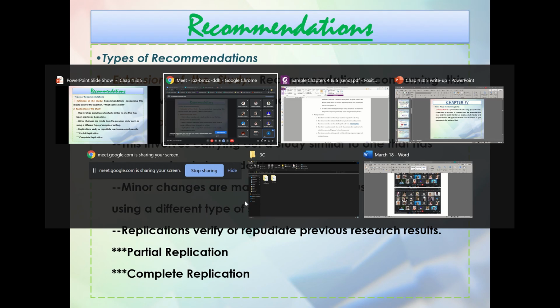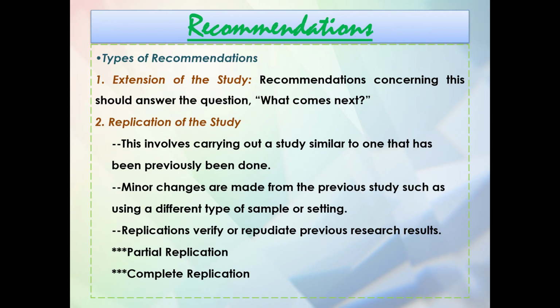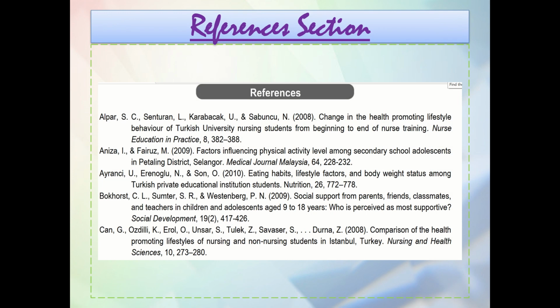Okay, so after chapter 5, here comes next your references section. All your references dito nakalista, alphabetically arranged. Okay? So sundan lang yung ating APA format 7th edition. Again, APA format 7th edition, references, and then alphabetically arranged.